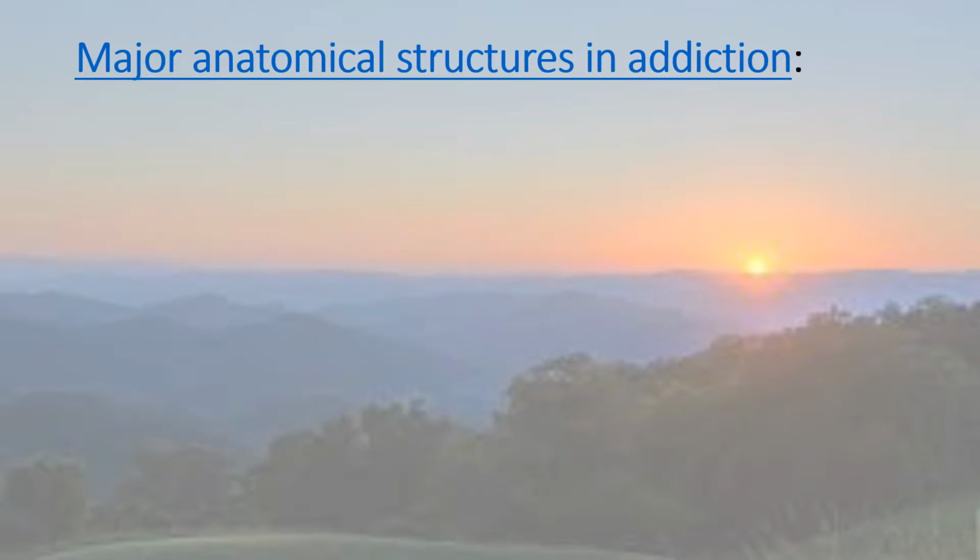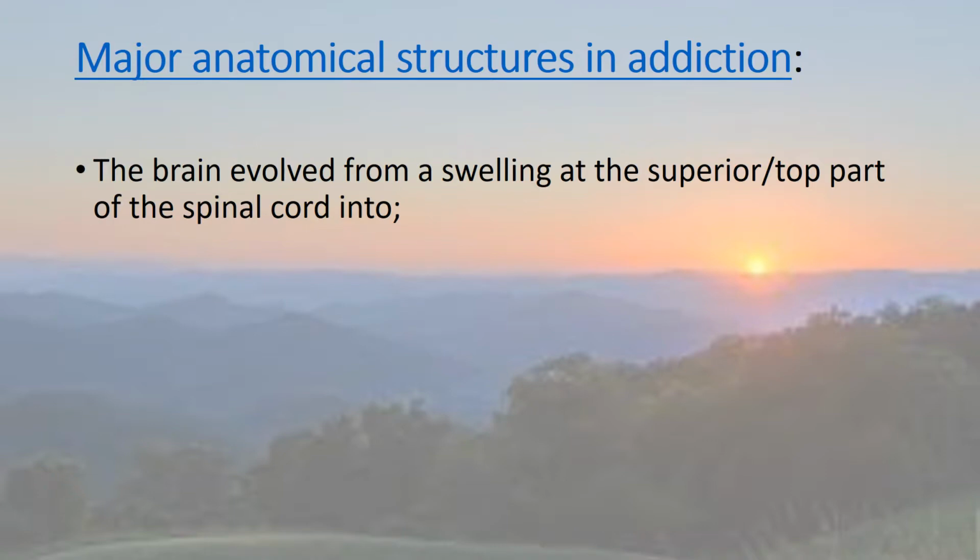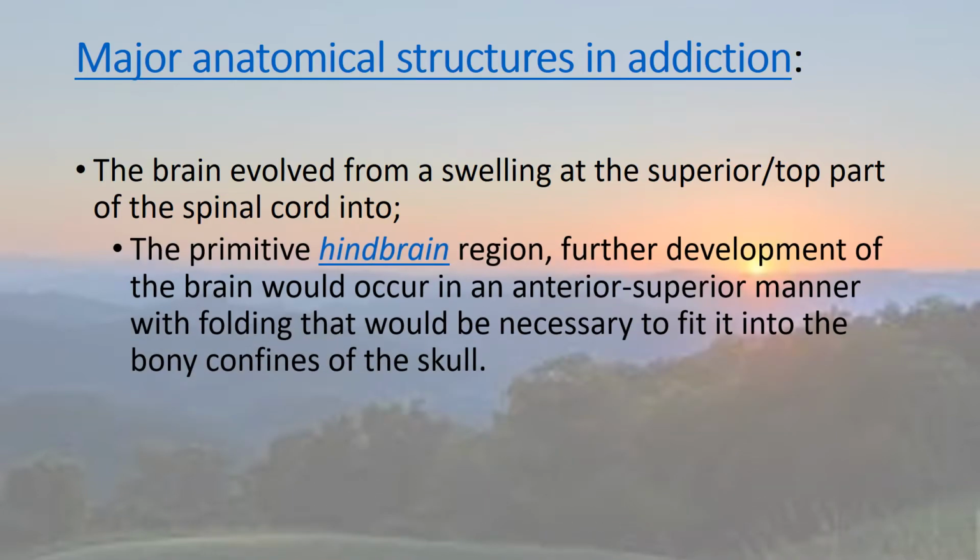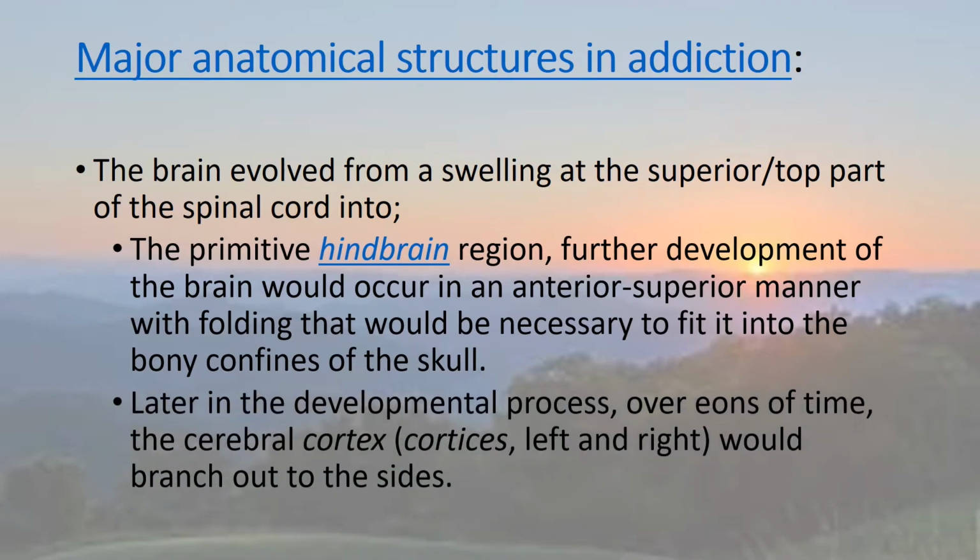The brain evolved, as I mentioned, from a swelling at the superior top part of the spinal cord into the primitive hindbrain region. With further development, the brain would occur in the anterior-superior manner that I described earlier. Folding would become necessary to fit it within the bony confines of the skull. Later in the developmental process, evolutionarily, over eons of time, the cerebral cortex, or cortices, left and right, would branch out to the sides.